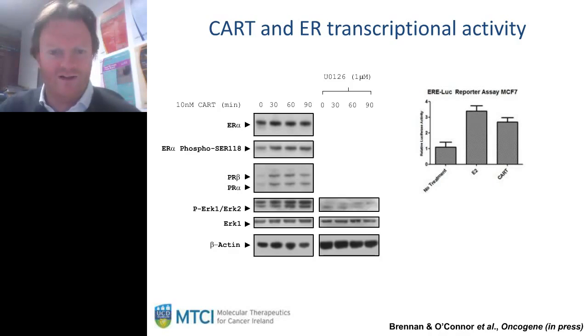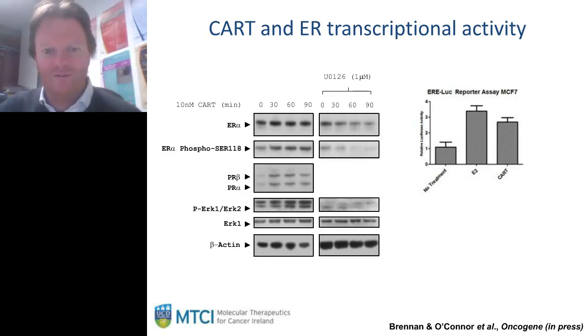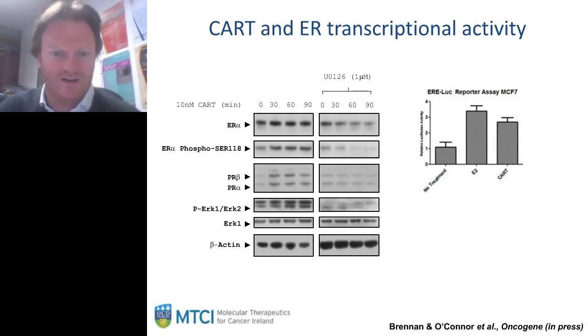If we block the MAP kinase pathway using a MEK inhibitor, so we block the phosphorylation of ERK, we lose this stabilization of the estrogen receptor, we lose the accumulation of estrogen receptor phosphorylated at serine 118, and we no longer get this induction of ER target genes.